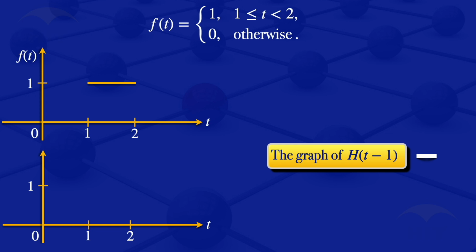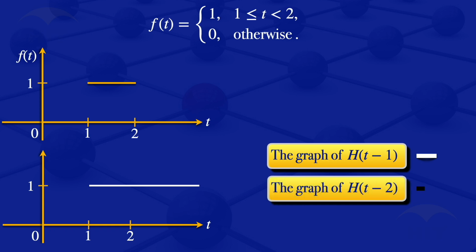h(t minus 1) is the graph of h(t) which has been shifted by 1 unit to the right. It is 1 whenever t is greater than or equal to 1. So that's h(t minus 1). And I go on to draw the graph of h(t minus 2), which I will represent by a black line. h(t minus 2) is the graph of h(t) which has been shifted by 2 units to the right. So it will be 1 whenever t is greater than or equal to 2. So that's h(t minus 2) there in black.